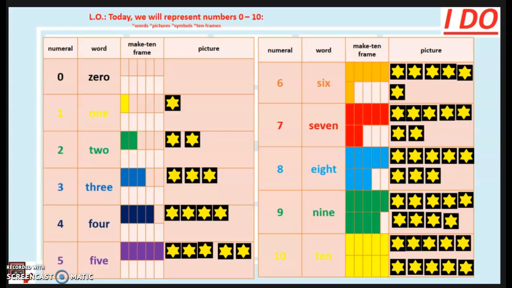Now you notice the make 10 frames and the pictures are organized the same way. Look at number 6, where there are 5 on top and 1 on bottom. Keep that in mind as it will help you to represent those in 10 frames.